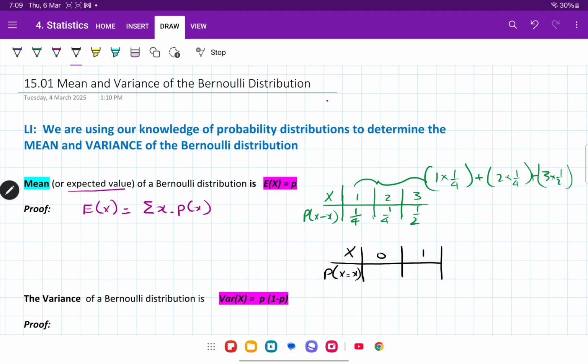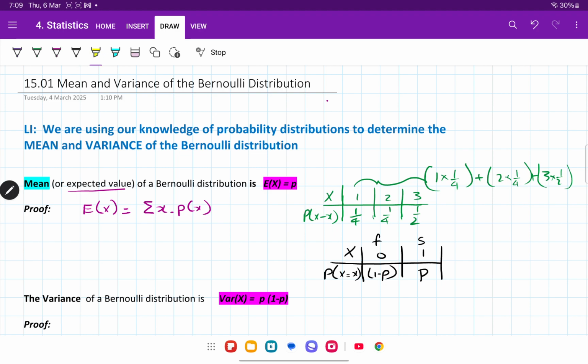So now let's have a look at our Bernoulli distribution. Remember, we only have two outcomes: we have our fail and we have our success. Using the notation we used in last lesson, if the probability of success is p, then the probability of failure is 1 minus p, isn't it? So we're going to use those here.